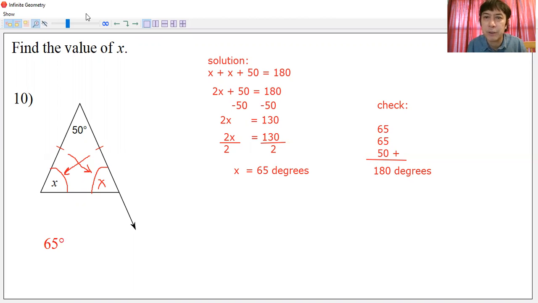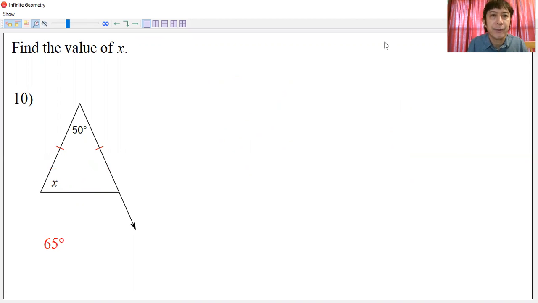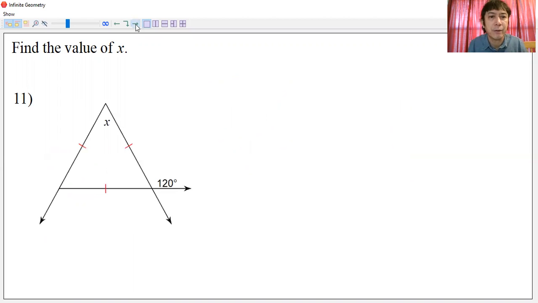Let's continue with the next, number 11. Let me clear the screen. This is number 11. Here's the next diagram. Not all diagrams are simple. So we have here an angle outside of the triangle. We're going to solve this in sequence, step by step. There's no direct formula.